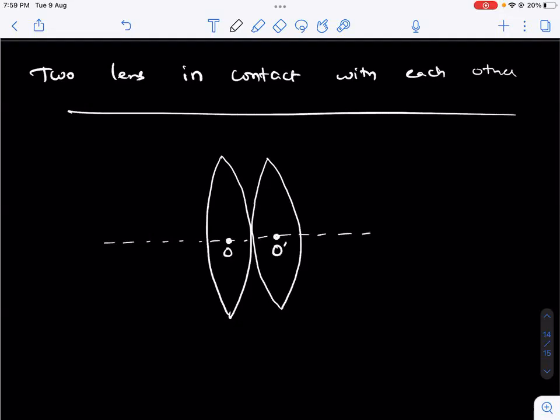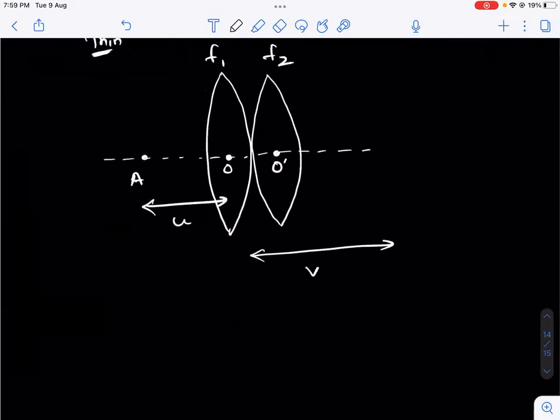So if I take the optical centers to be O and O dash, generally when you talk about the lens, they are thin lenses. So when I take the object to be here, which I'll take as A, for instance, and this distance is u, and the final image is formed at B, let's say the focal length of the first lens is f1 and the focal length of the second lens is f2. See here I've taken two convex lenses, but it is not necessary that they need to be convex.